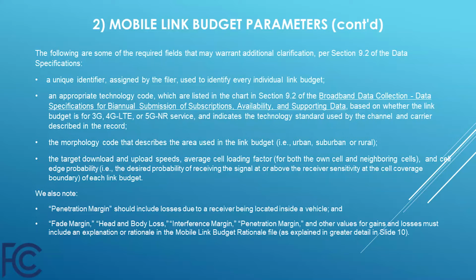Losses due to a receiver being located inside of a vehicle should be accounted for in the penetration margins field, and values for gains and losses such as fade margin, head and body loss, interference margin, penetration margin, and others must have a corresponding explanation or rationale in the mobile link budget rationale file, as explained in greater detail in slide 10.